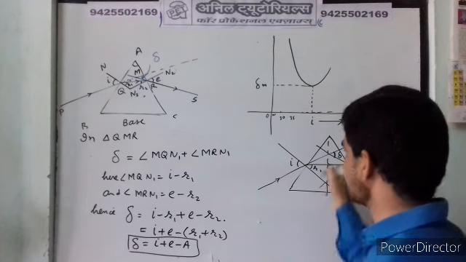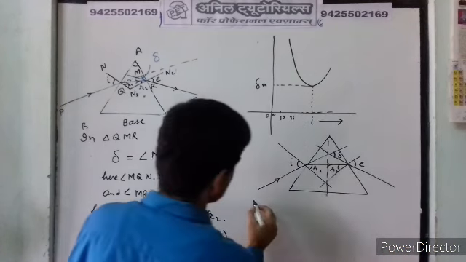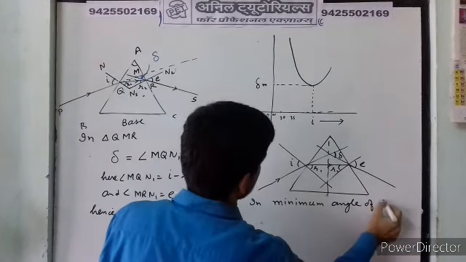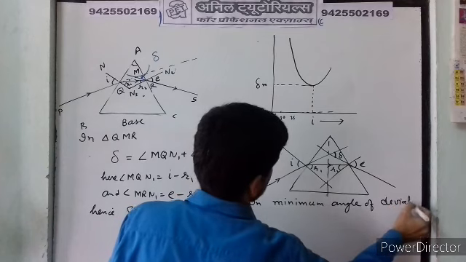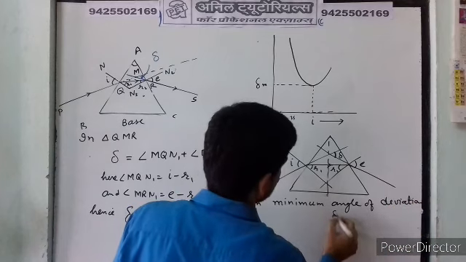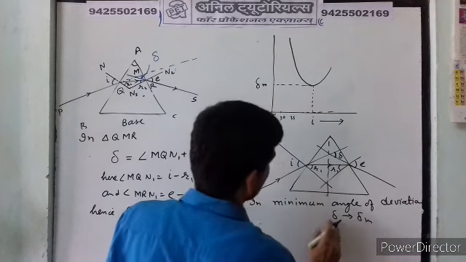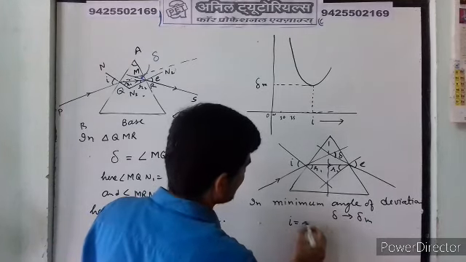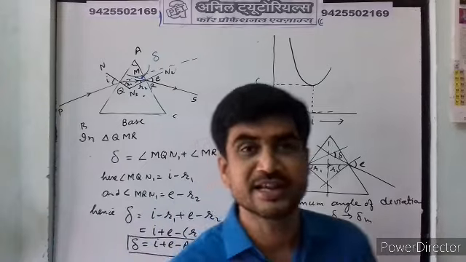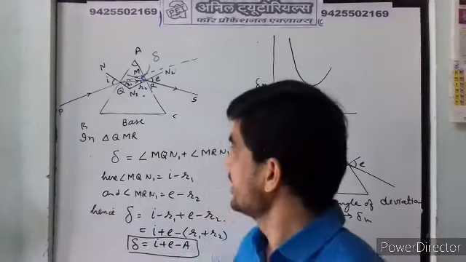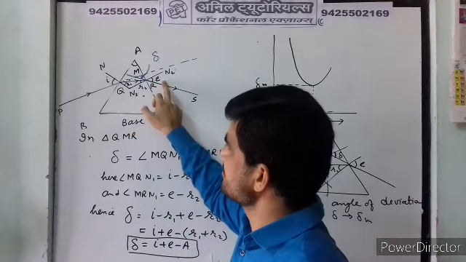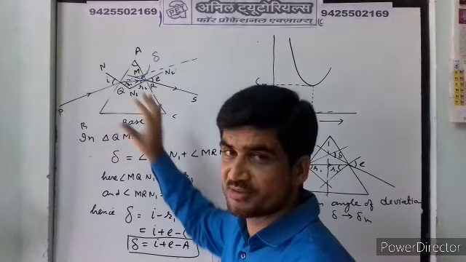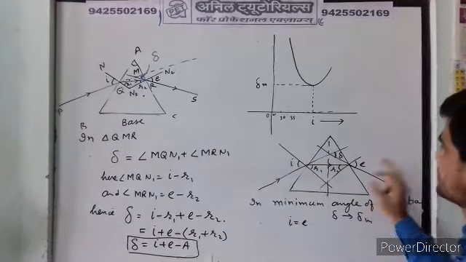See, when the angle of deviation is minimum, in that case only i equal to e, means angle of incidence is equal to angle of emergence. Just see, in this figure it is not equal, but here it is equal, i equal to e.